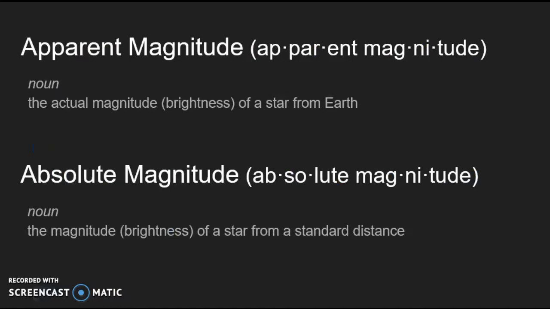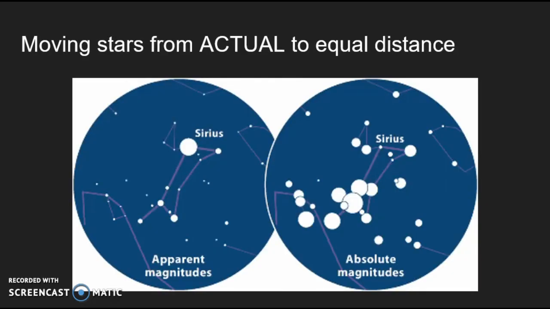So again, apparent magnitude is the actual brightness of a star from Earth, and absolute magnitude is the brightness of a star from a standard distance. If we look at this constellation, on the left is the apparent magnitude. That's how the constellations and those stars actually look in the sky. And on the right is their absolute magnitude. So if we moved all of those stars, just theoretically, and placed them exactly the same distance away from us, the picture on the right is what those stars would actually look like.